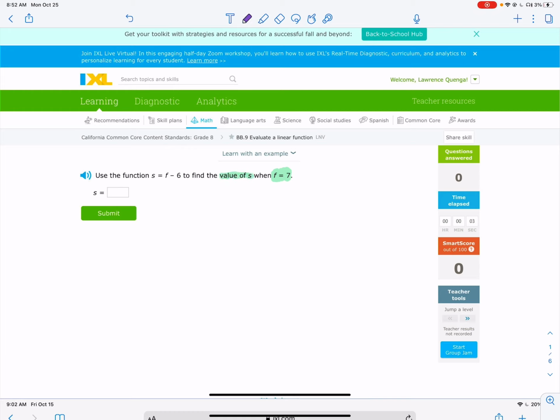So all that means is that in this equation, s equals f minus 6, I'm going to take this f equals 7, and instead of f, because it tells us that f equals 7, instead of f, I'm going to plug in 7. And so I have now s equals 7 minus 6. So I substitute 7 in for that f.